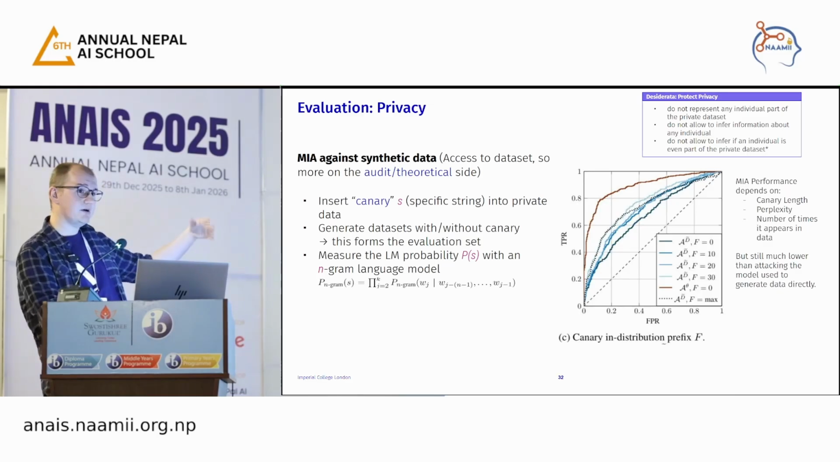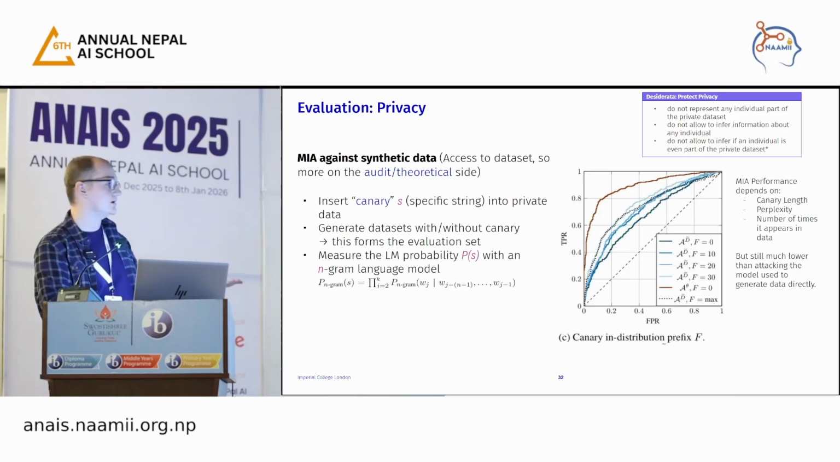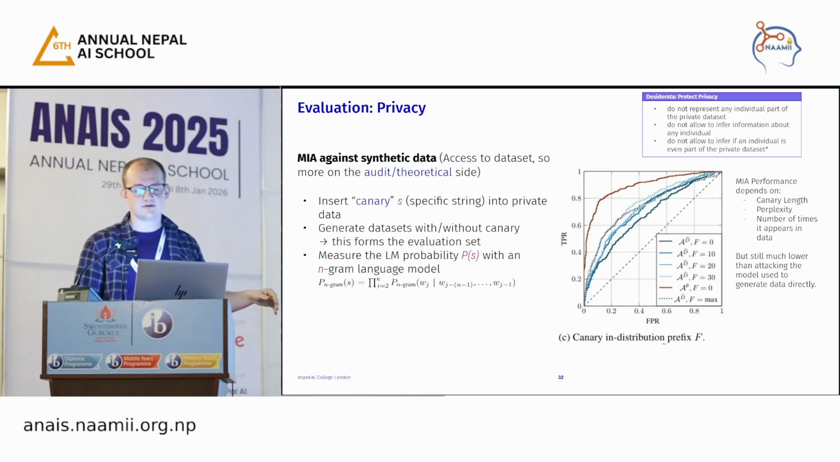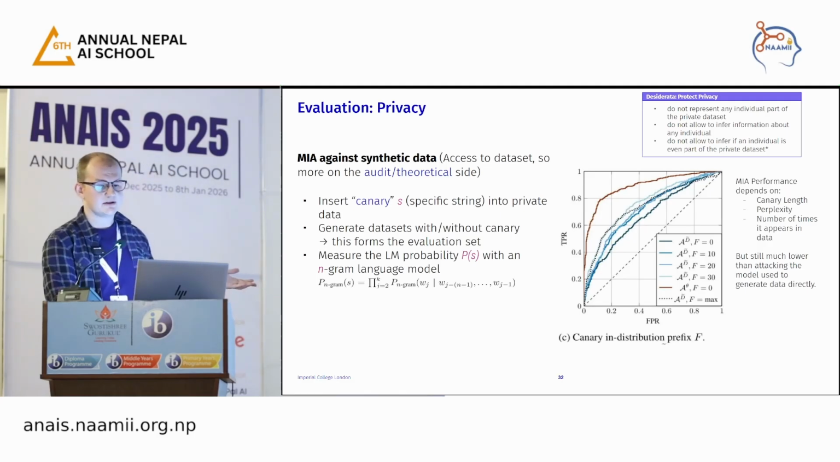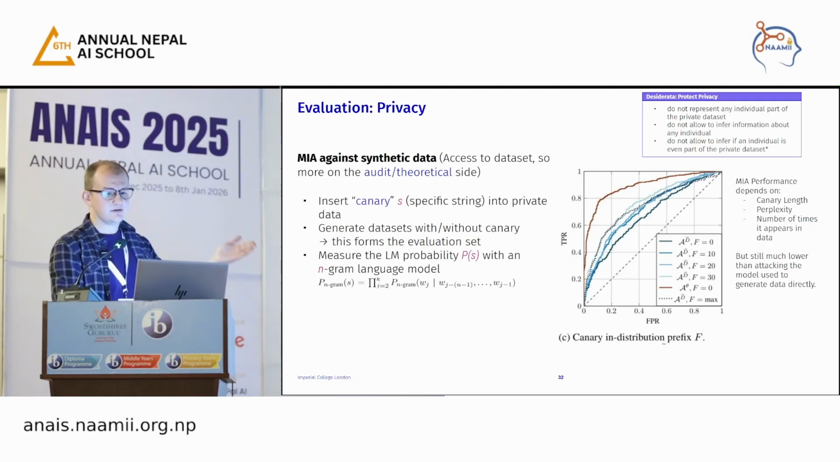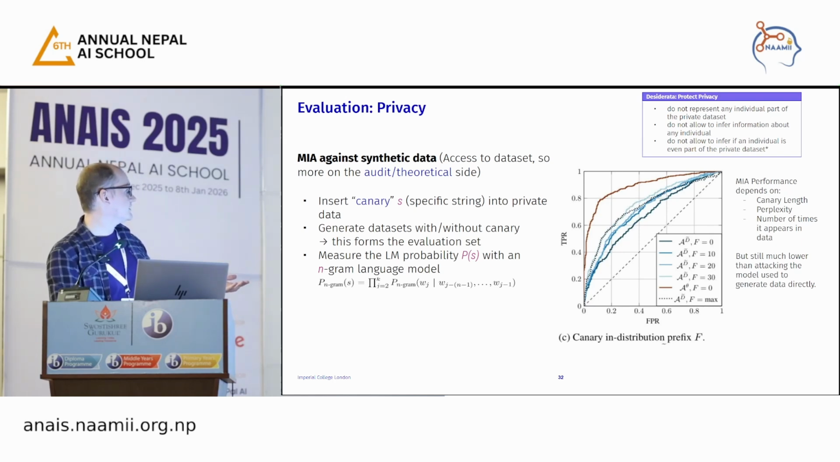And we can use the probability P of S to threshold over it and to draw the area under the curves, right? And here is one example of those. And the takeaway here is that the membership inference attack performance mainly depends on the canary length, on the perplexity, so how unusual this canary is, and how many times it appears in the data also. So still it is much lower than attacking the model directly.